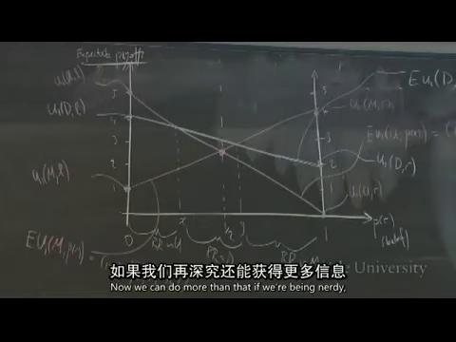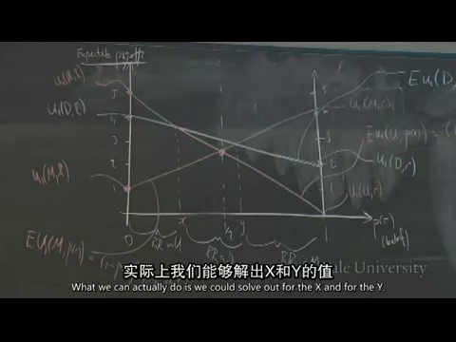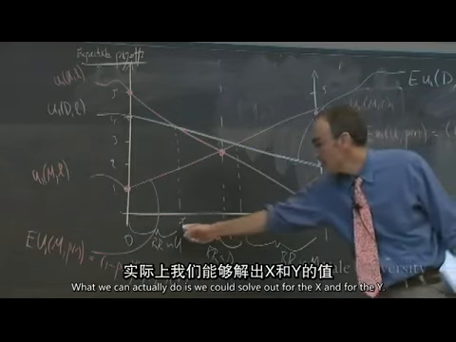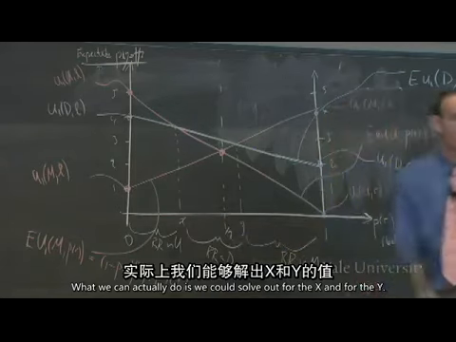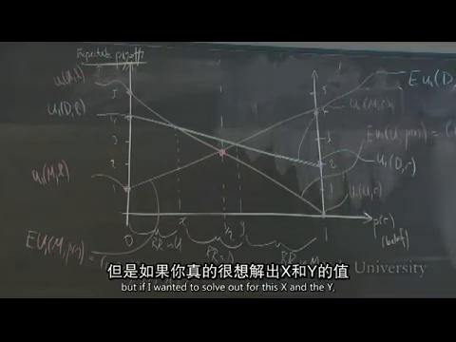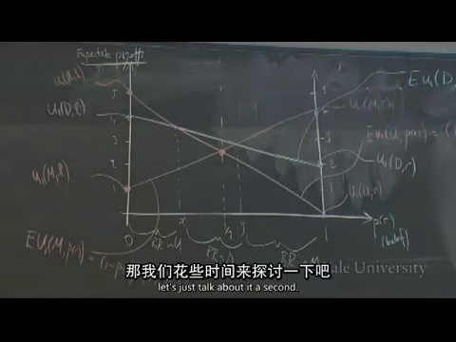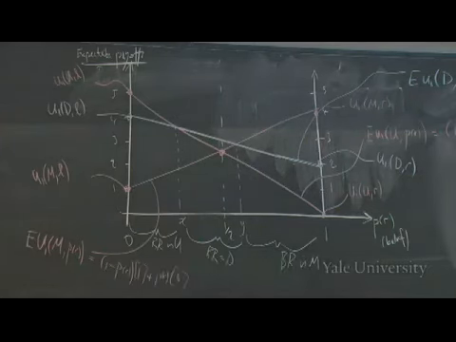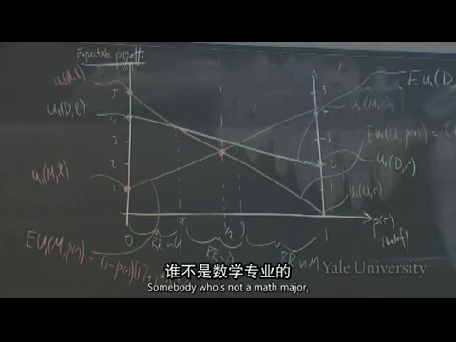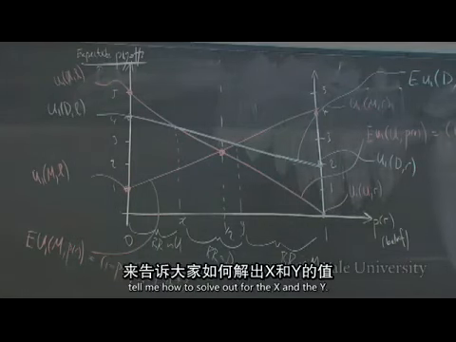And we can do more than that if we're being nerdy, but I'm not going to be this nerdy today. What we could actually do is solve out for the x and for the y. I don't want to do it because I'll probably get it wrong, but if I wanted to solve out for this x and the y, since this is a QR class, let's just talk about it a second, how would I do it? Somebody who's not a math major, tell me how I solve out for the x. I mean, maybe the math majors can't do it, actually, it's too simple. Somebody who is a math major, tell me how I'd solve out for the x and the y.